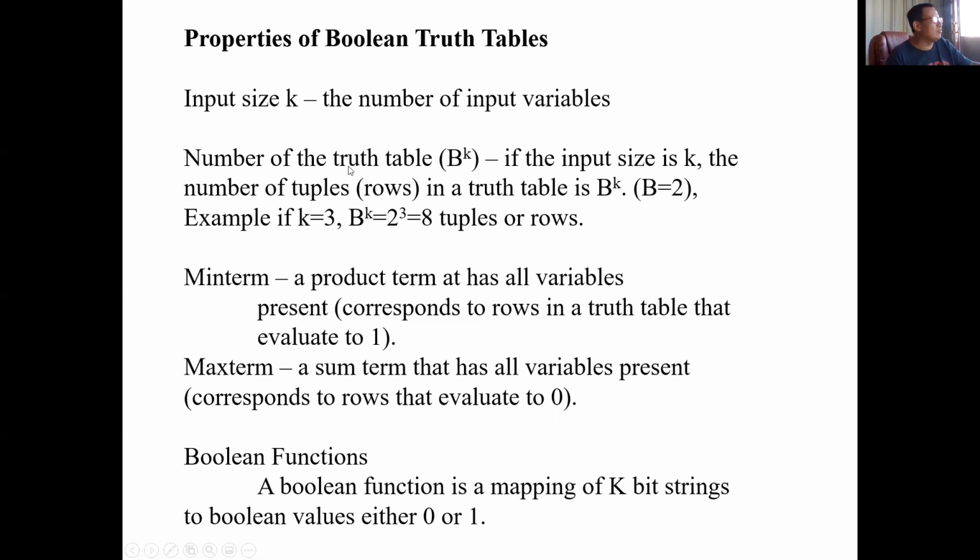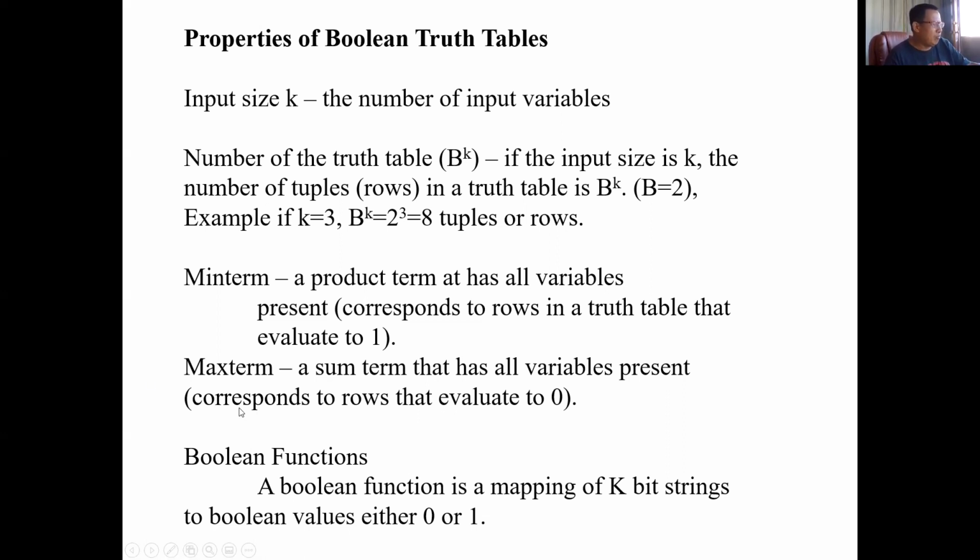So that's the number of a truth table. The total number of rows that can be present in a truth table. What's a min term? A min term is a product term, sum of products. Now we will have an example on this. It has all variables and will evaluate to 1. We'll give examples. A max term is like a min term, but this is a sum term. We'll find out why.